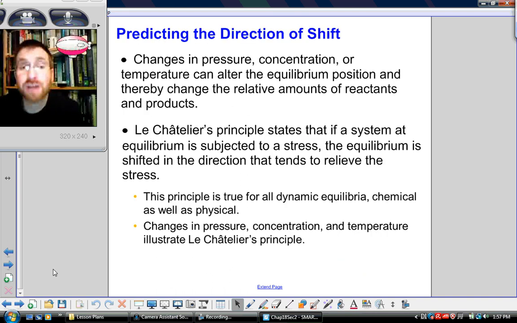Changes in pressure, concentration, or temperature can alter the equilibrium position and thereby change the relative amounts of reactants and products. Le Chatelier's principle states that if a system at equilibrium is subjected to a stress, the equilibrium is shifted in the direction that tends to relieve the stress. This principle is true for all dynamic equilibria, chemical as well as physical. Changes in pressure, concentration, and temperature illustrate Le Chatelier's principle.